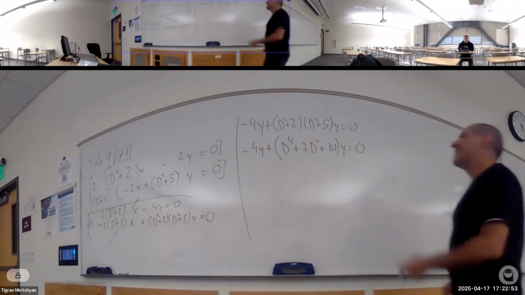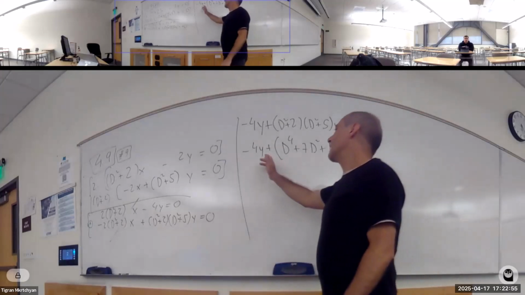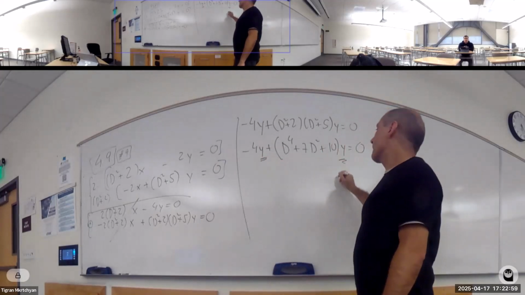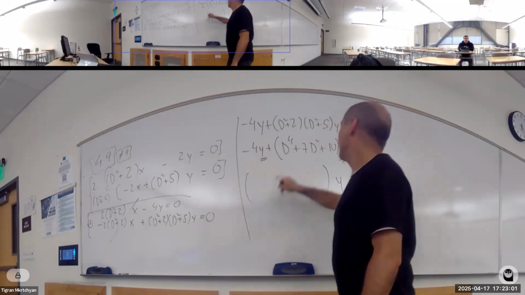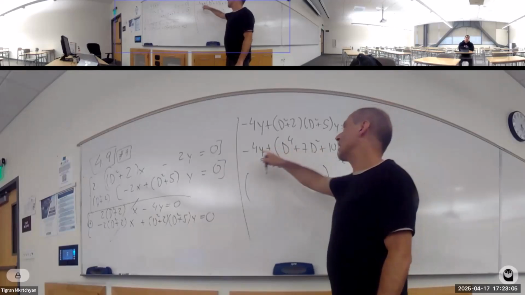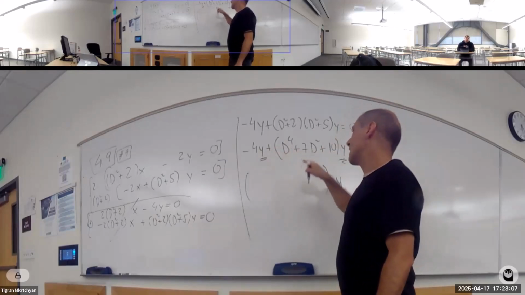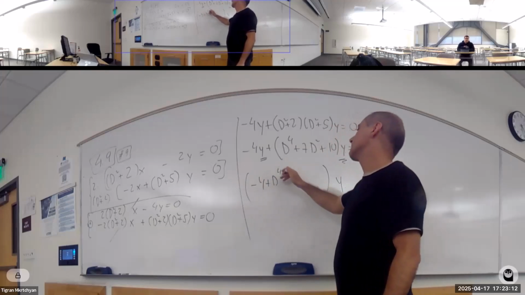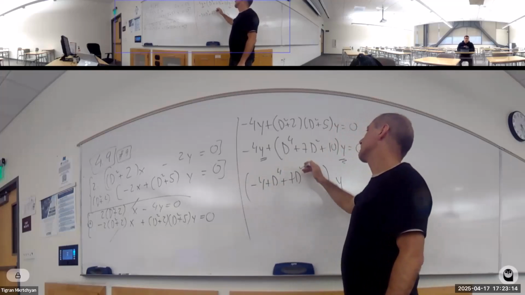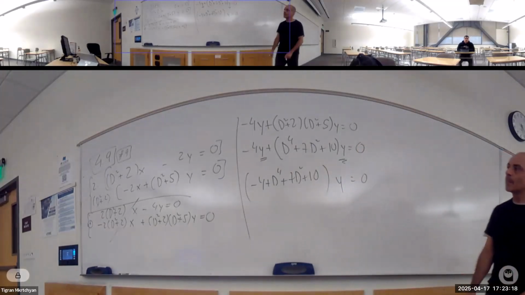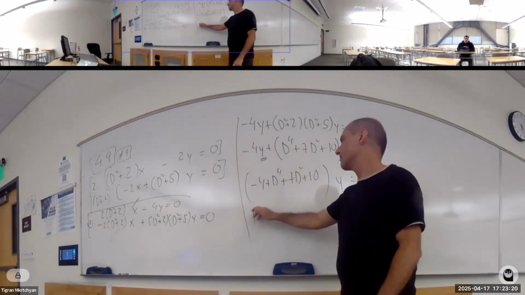Now, you can also think, I can kind of factor this y out. So what will that be? The negative 4 will, I don't know, should I do negative 4 plus 10 as a 6? Let me write that. Right? But that's the same as this.